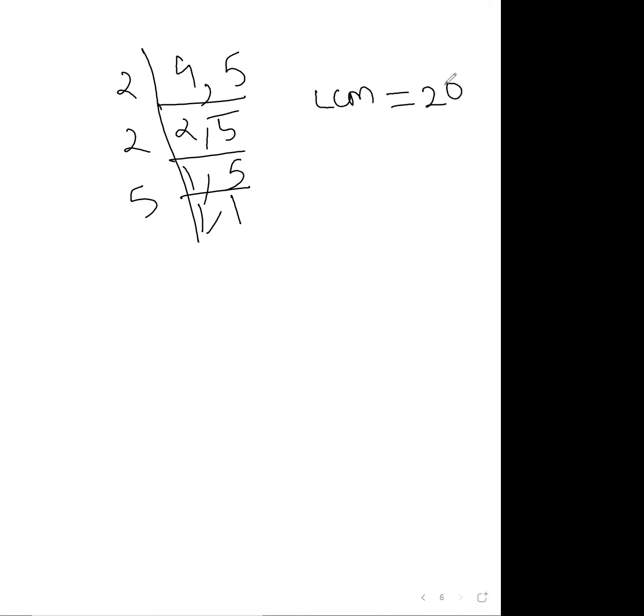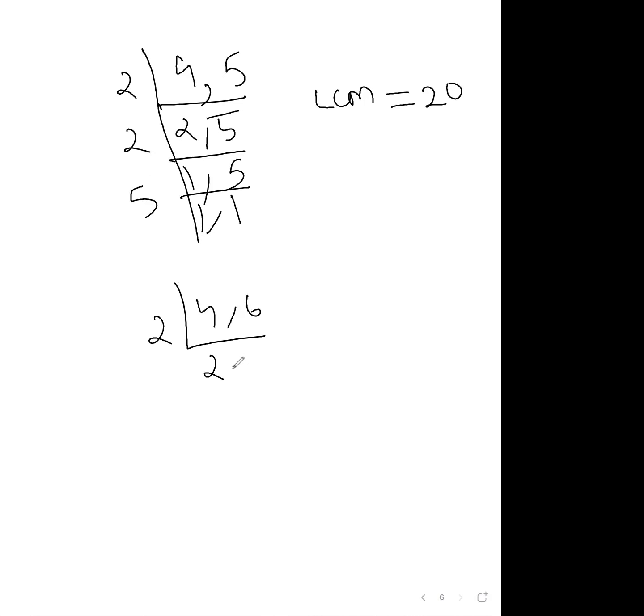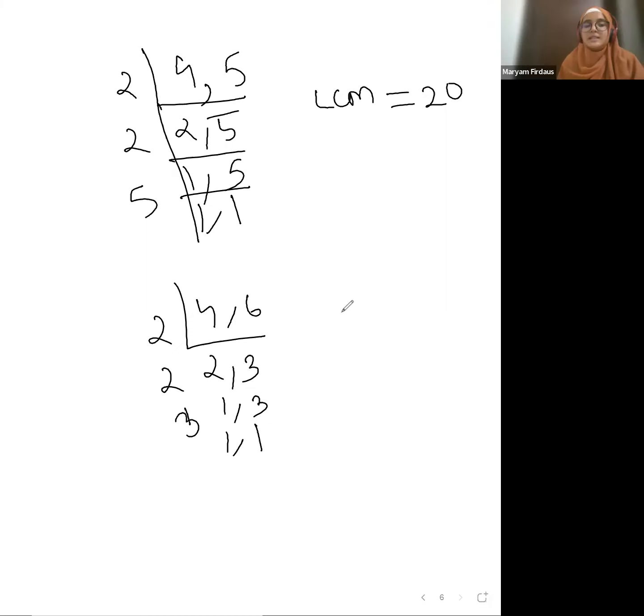$20. Now find out the LCM of 4 and 6. 2, 4, 3, 2, 1, 3, and 3, 1, 1. So what is the LCM? 12.